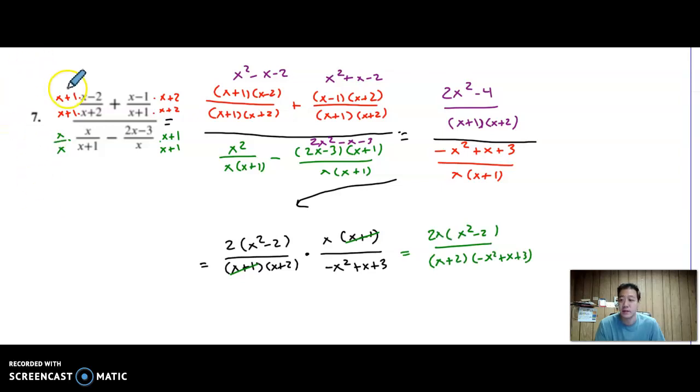And then we have our excluded values as well. These come from the factored versions. So this x plus 1, we solve for that. That's going to be negative 1. x plus 2, that's going to be negative 2. Over here, x is just 0. And then x plus 1, that's going to be negative 1. Okay, so that's that.